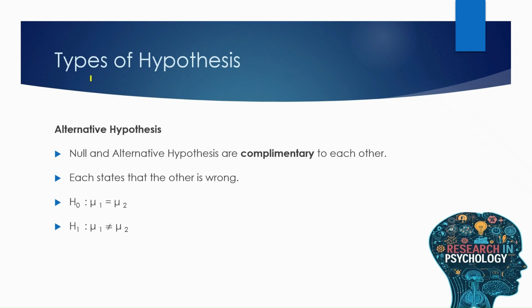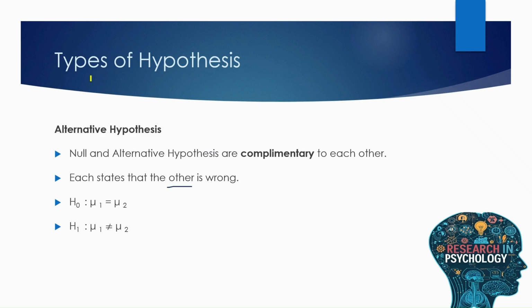Null and alternative hypothesis are complementary to each other, which means they are entirely different but still together they form a whole. Each states that the other is wrong. We saw how, right? Null hypothesis states that there is no significant difference between two variables, but alternative hypothesis states that there is a significant difference between the two variables. So that's why we say that each states that the other is wrong.